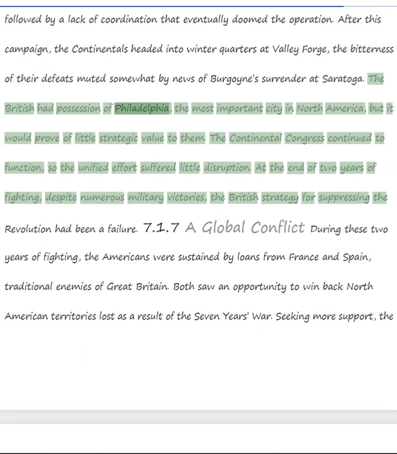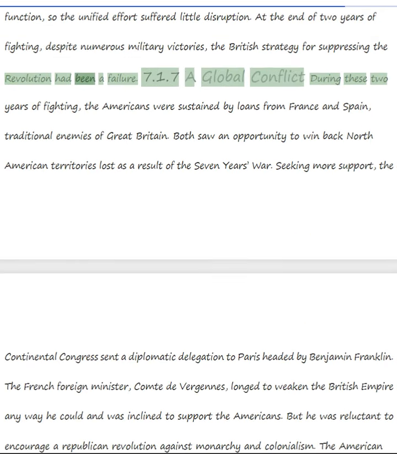The British had possession of Philadelphia, the most important city in North America, but it would prove of little strategic value to them. The Continental Congress continued to function, so the unified effort suffered little disruption. At the end of 2 years of fighting, despite numerous military victories, the British strategy for suppressing the revolution had been a failure.